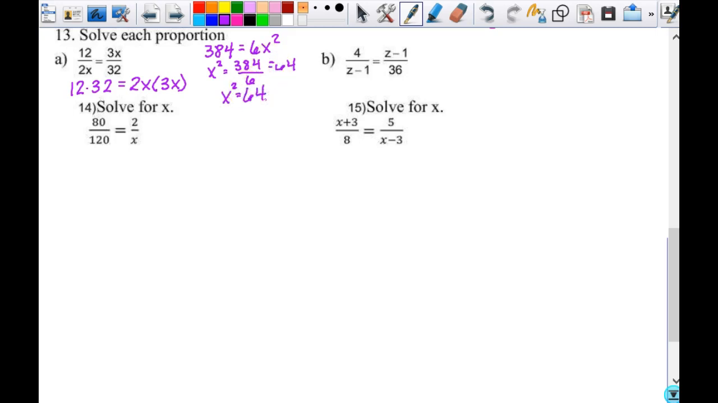And all I'm doing is solving for x, right? So I take the square root of both sides, and x does not equal 8. It equals plus or minus 8. There are 2 answers there. Okay. And if you're following along, you can stop me if you have a question.